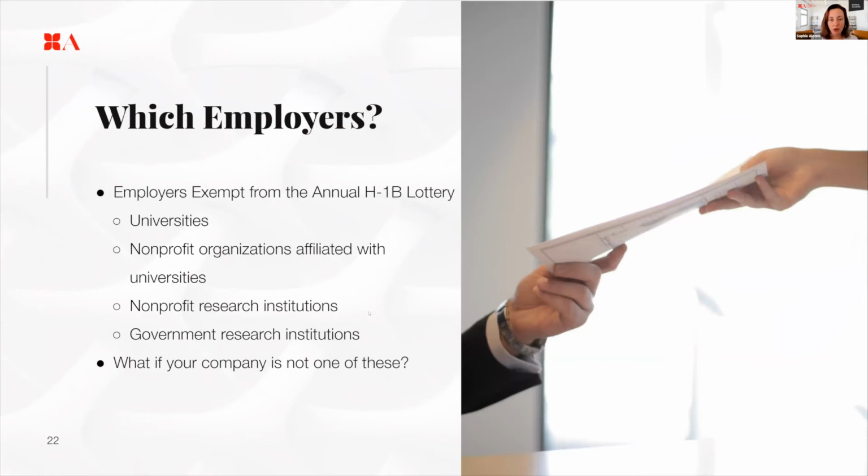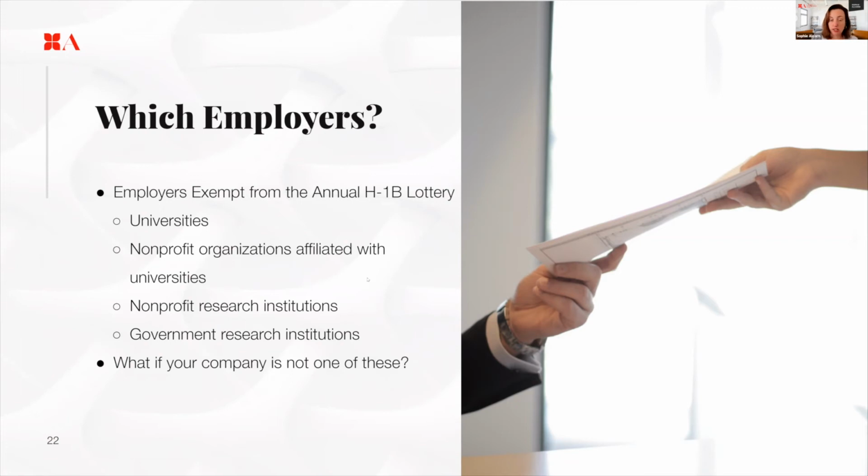But now, here's the fundamental difference. It's that certain types of organizations are exempt from going through this annual March lottery. So they include universities, nonprofit organizations affiliated with universities, nonprofit research institutions, and government research institutions.